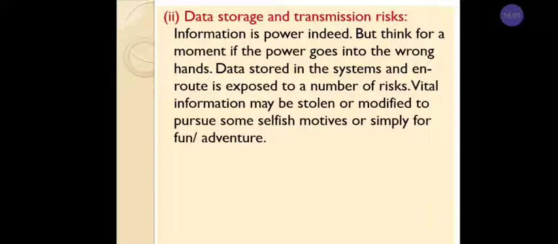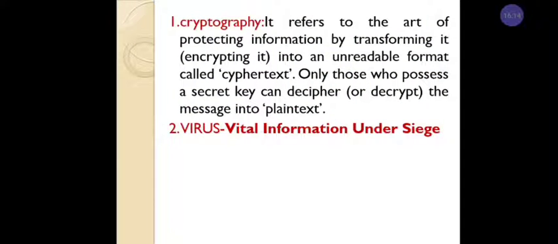And next we have data storage and transmission risk. Sometimes hackers or crackers take personal information and may use it for illegal purposes. It is called data storage and transmission risk. In this we have cryptography and virus. What is cryptography? It refers to the art of protecting information by transforming it into an unreadable format called crypto text. For example, if you want to protect your information from online commerce websites, you put a strong password. Got it? It is called cryptography.